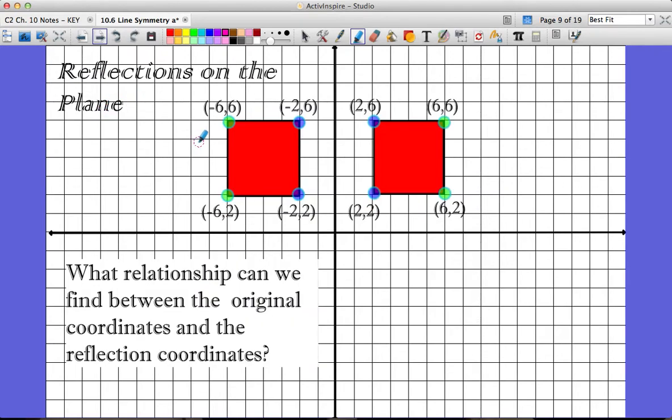On that same token, when you reflect across the y-axis, it would make sense that your x-coordinates are what changes. So in this case, you went from a negative 6 to a positive 6, a negative 2 to a positive 2. So you have to remember: when I flip across the y, my x changes. When I flip across the x, my y changes.